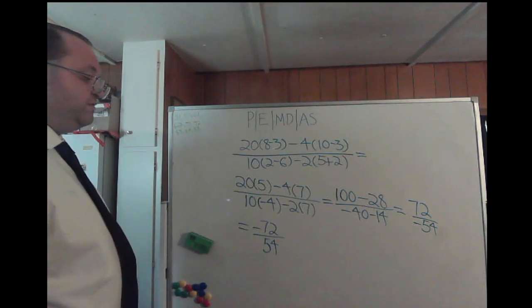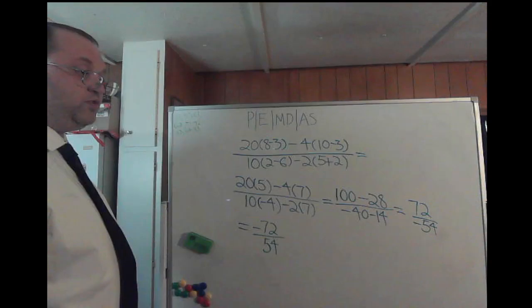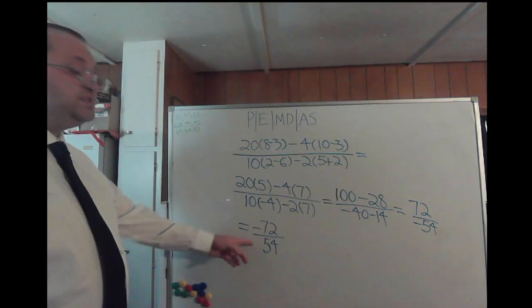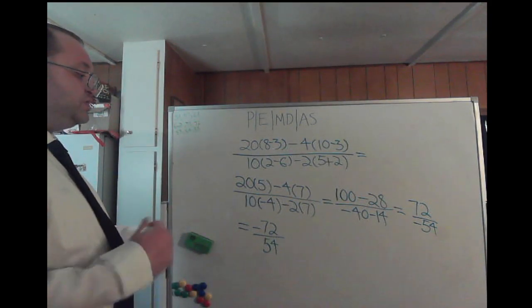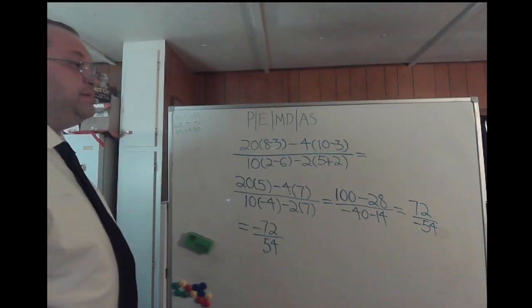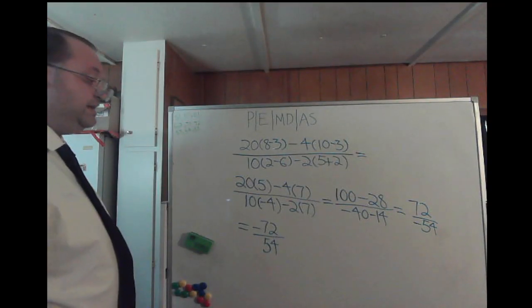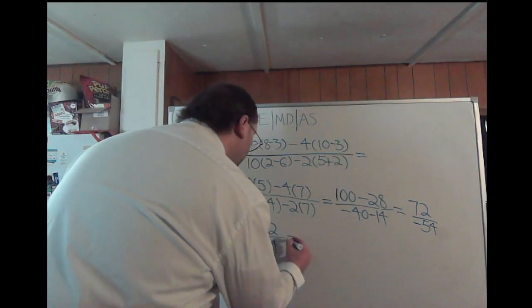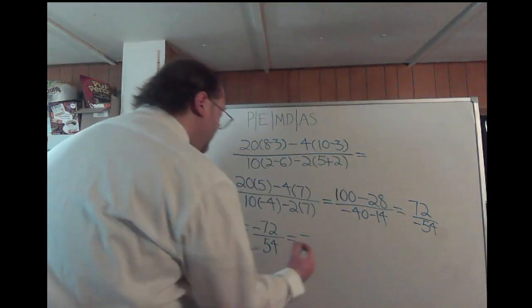over negative 54. Now, it would look like we're done, but it's not in its simplest form yet. We've got to make this fraction into simplest form. Do they have any factors in common that'll factor out? Yes, they have a 9. So on the side you'll have your negative.